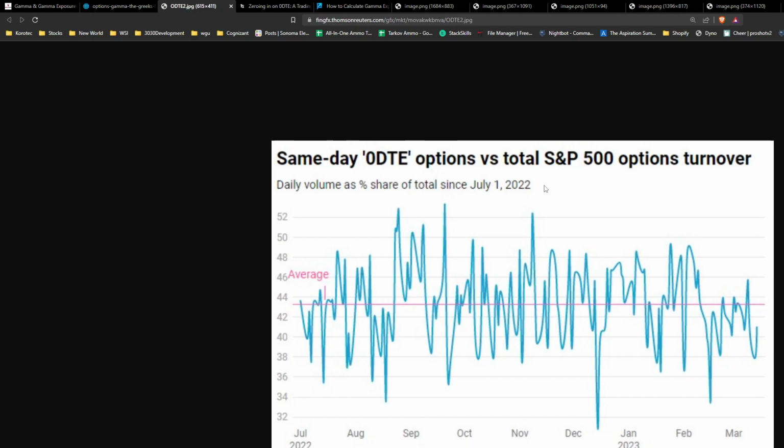And the fact that we have a near 50% volume of options means that this is not something that's going to go away very quickly. We'll be able to watch this for years to come.